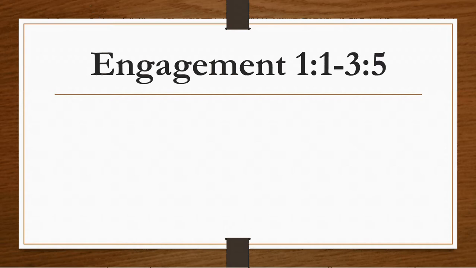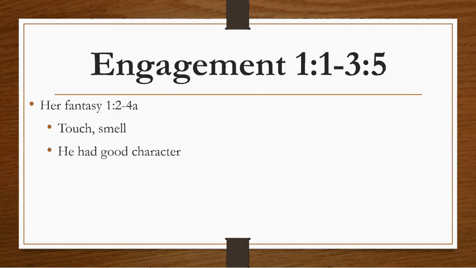So that's the first bracket, and that seems to be the woman speaking. I'm in agreement with the CSB. There's a few things here. In verses 2 through 4, it looks like she's talking mostly about fantasy. You've been young and in love before, right? That's where she's at here. She's just fantasizing about being with him. She's not fantasizing about sex. She's just fantasizing about spending that time with him.